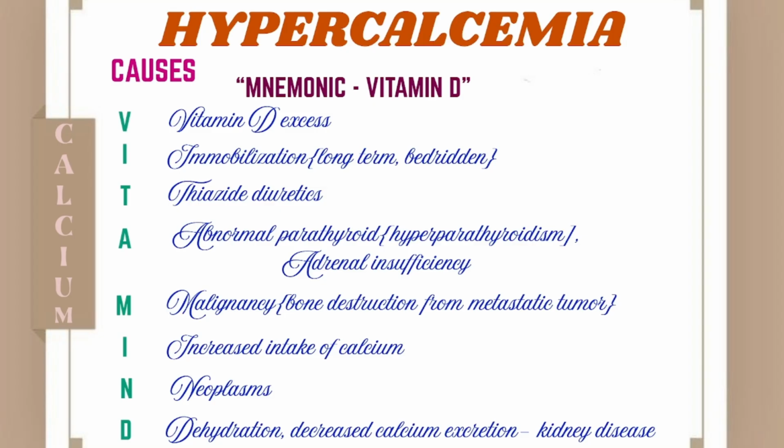So the mnemonic for hypercalcemia was VITAMIN D. That includes vitamin D excess, immobilization, thiazide diuretics, abnormal parathyroid and adrenal insufficiency, malignancies, increased intake of calcium, neoplasms, dehydration or decreased calcium excretion by the kidneys.